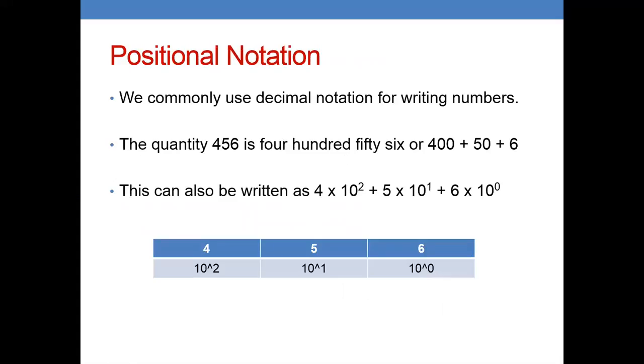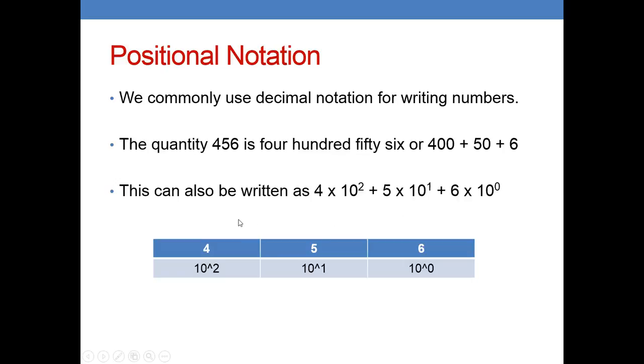All of our numbers are based on positional notation. We use positional notation without even thinking about it. So in our decimal number system, if I were to write the quantity 456, we would interpret that as 456. We could write that as 400 plus 50 plus 6. But when you think about this, we use positional notation. We use powers of 10. 10 is the base. And so we could write the number 456 as 4 times 10 squared plus 5 times 10 to the first plus 6 times 10 to the 0.